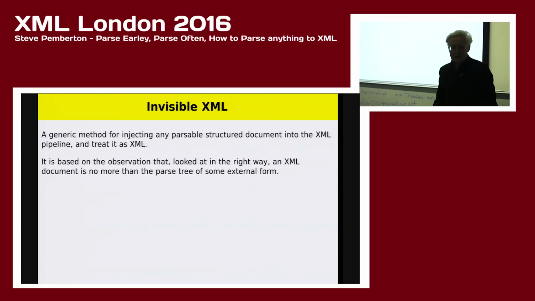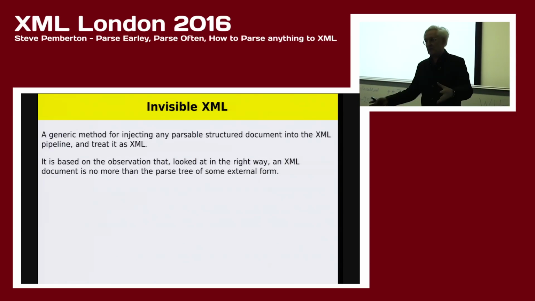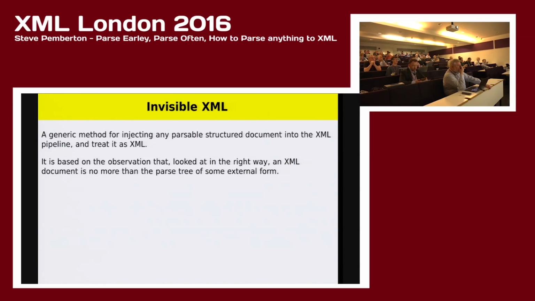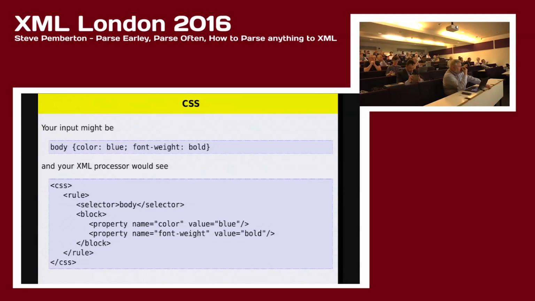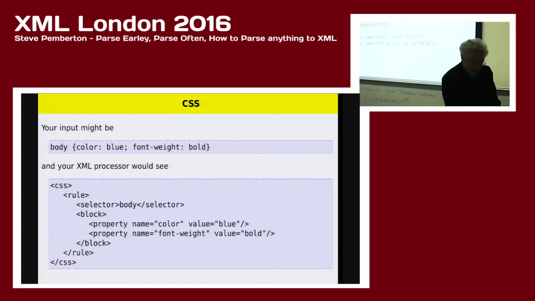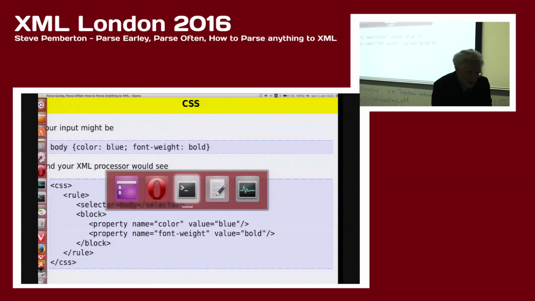So, Invisible XML, what is it? It's a generic method for injecting any parsable structure and structured document into the XML pipeline, so that you're no longer restricted just to getting XML into the XML pipeline, but you can get anything that's parsable. And it's based on the observation that XML, if you look at it the right way, looks a bit like a parse tree. So your input might be a bit of CSS like this, and what you'll get is something that looks like this. But I demonstrated it yesterday, so I can demonstrate it again.